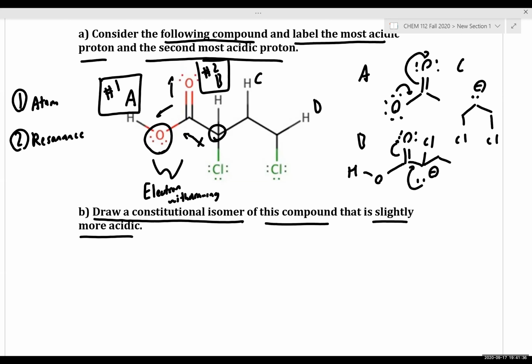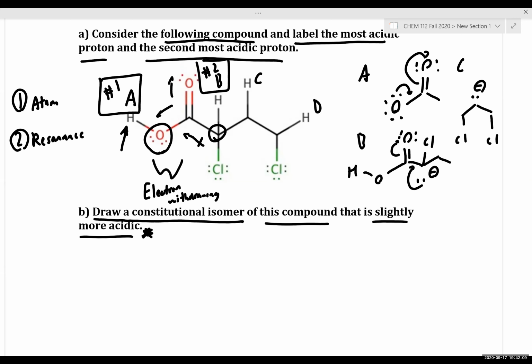Perfect. So my question to all of you is, if I want a more acidic compound, and I have 2 chlorines to work with, how can I get a more acidic compound? How do I increase the acidity of proton A? What can I do to increase the acidity of proton A? What tricks do I have at my disposal?